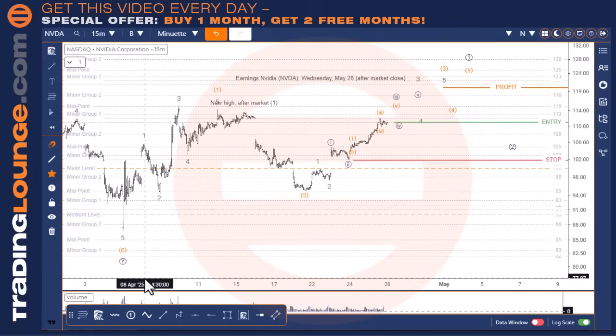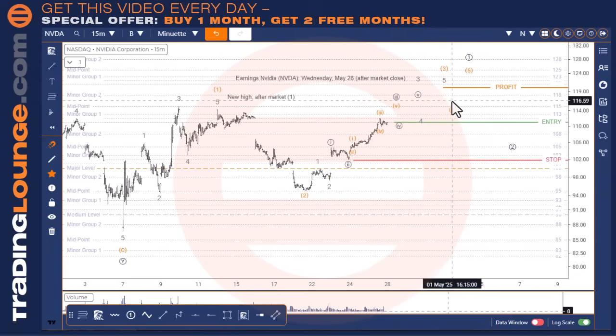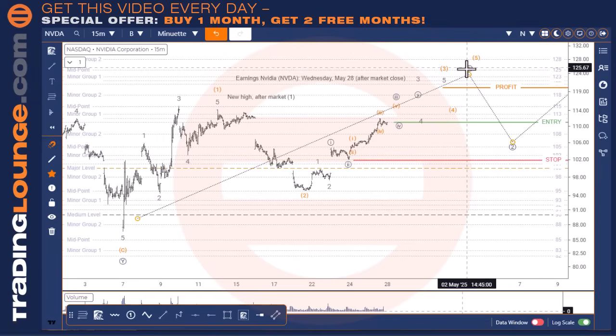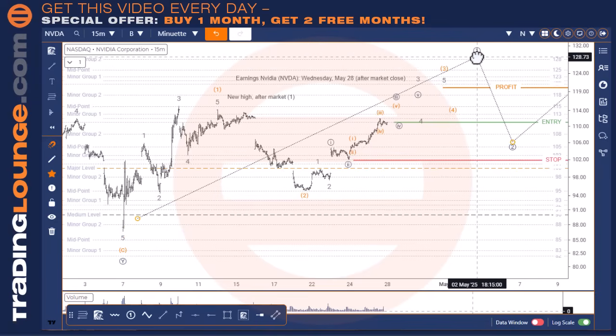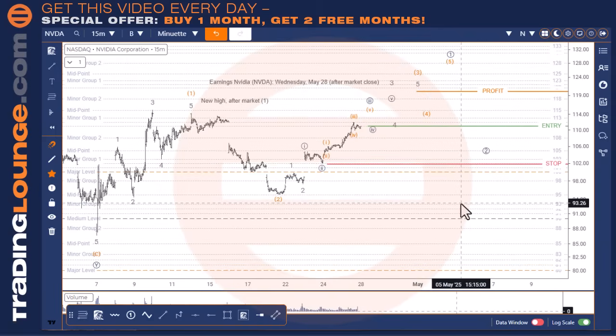Okay, NVDA 15-minute chart. We've got 1, 2, 3, 4, 5 up here. It did make a new high on the aftermarket, so that's what we're using at the moment. And wave 1 and 2, and then we're looking up here for... I have to tie this into the rest of the markets. The good thing about this one here is that it doesn't have its earnings until the 28th of May, so it's a fair way away at this particular point.